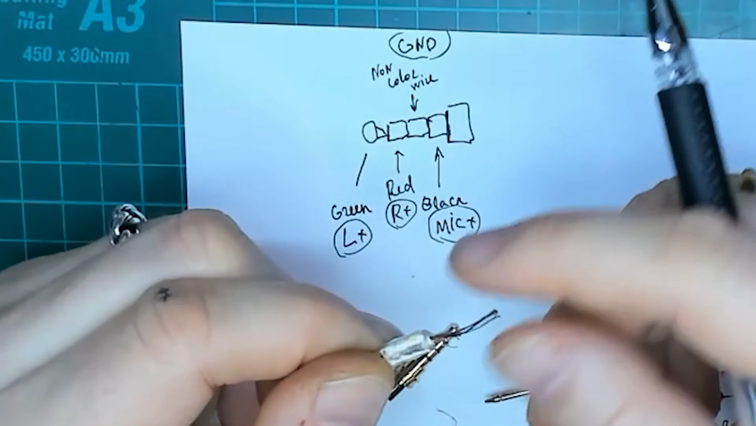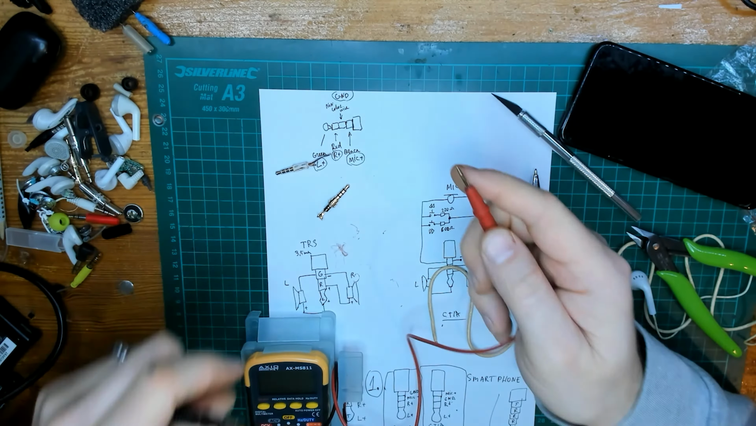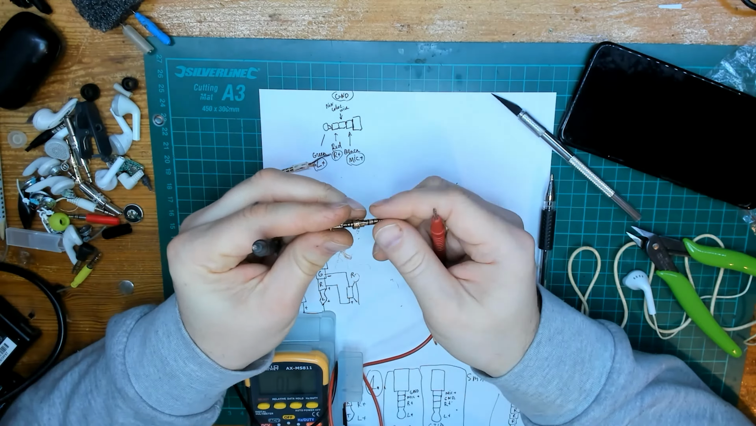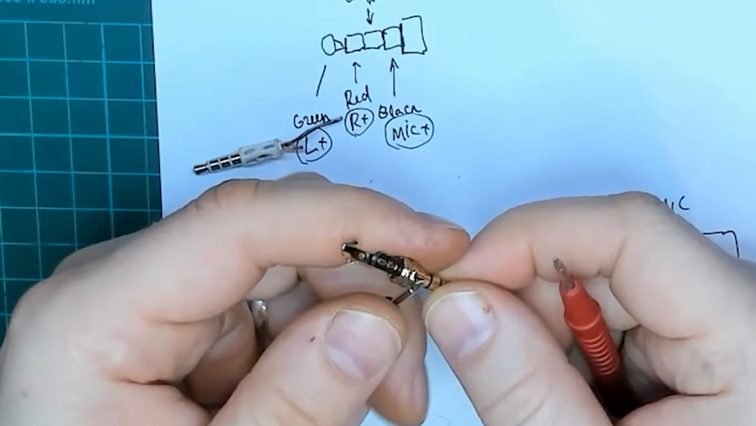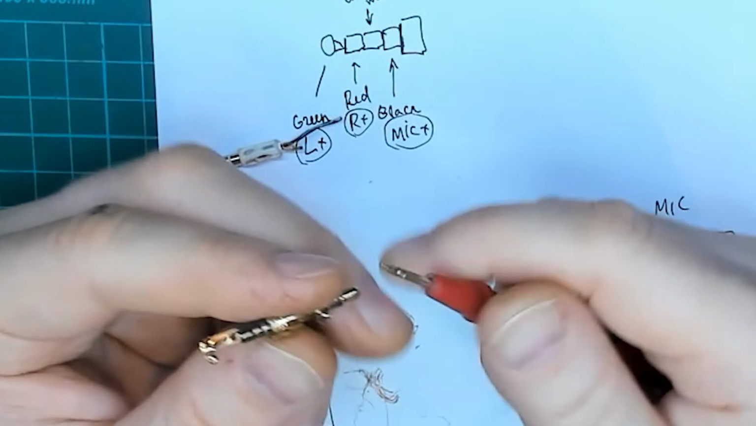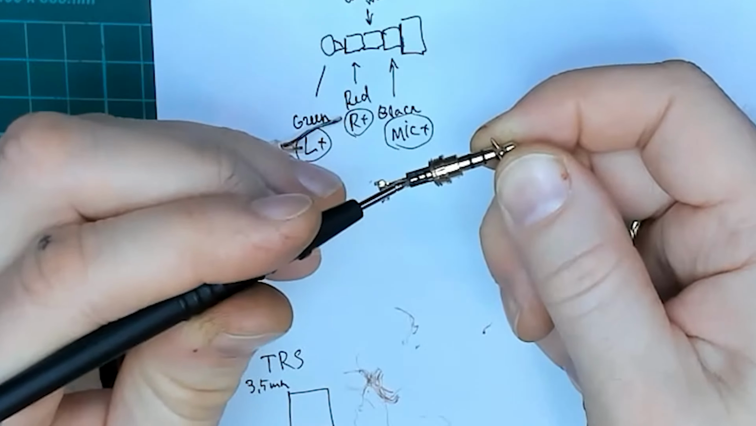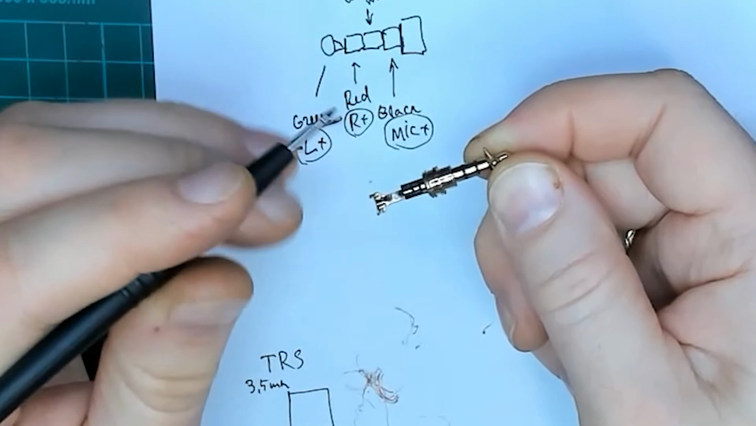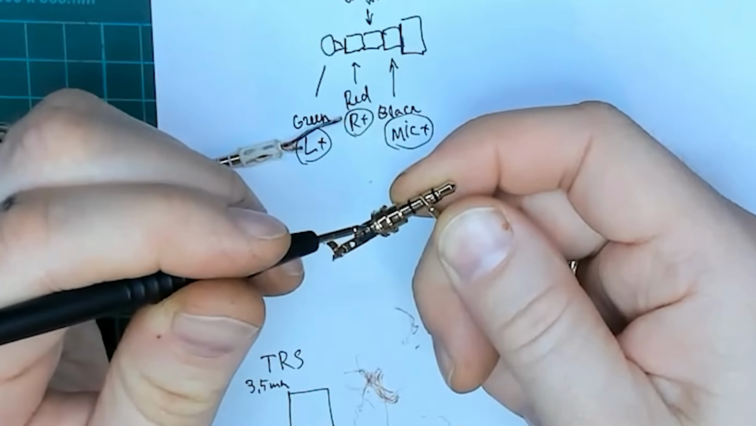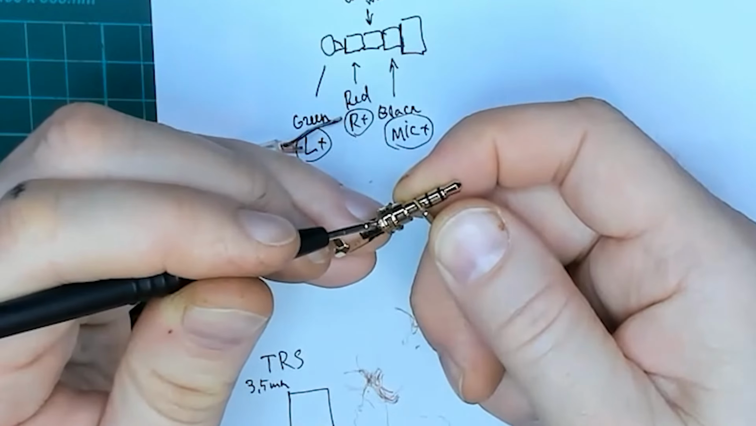So another thing you should do is use your multimeter and just make sure you know which connector goes where over here. So obviously this big one goes here. As you can see, it beeps. So the tip goes here. Yes. The next ring goes here. And this is the ground tip over here.